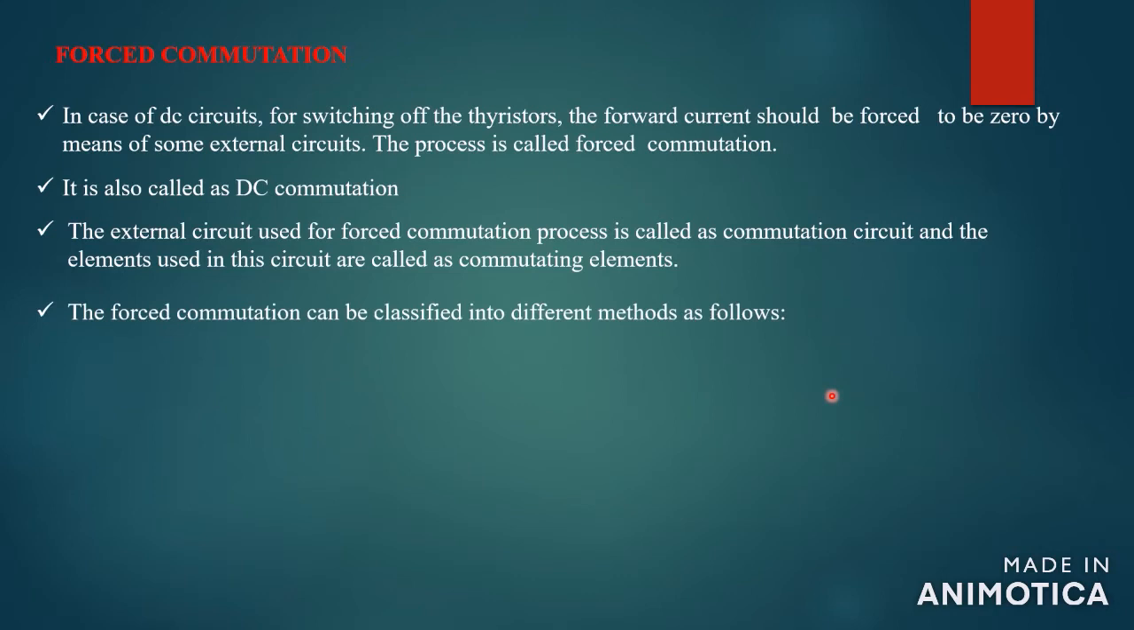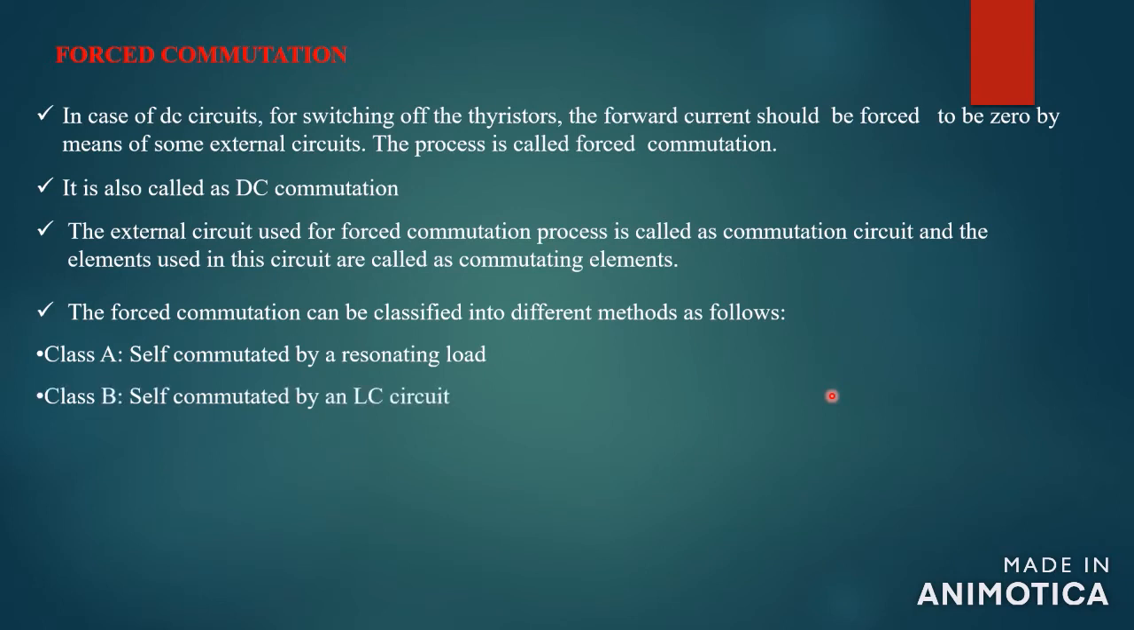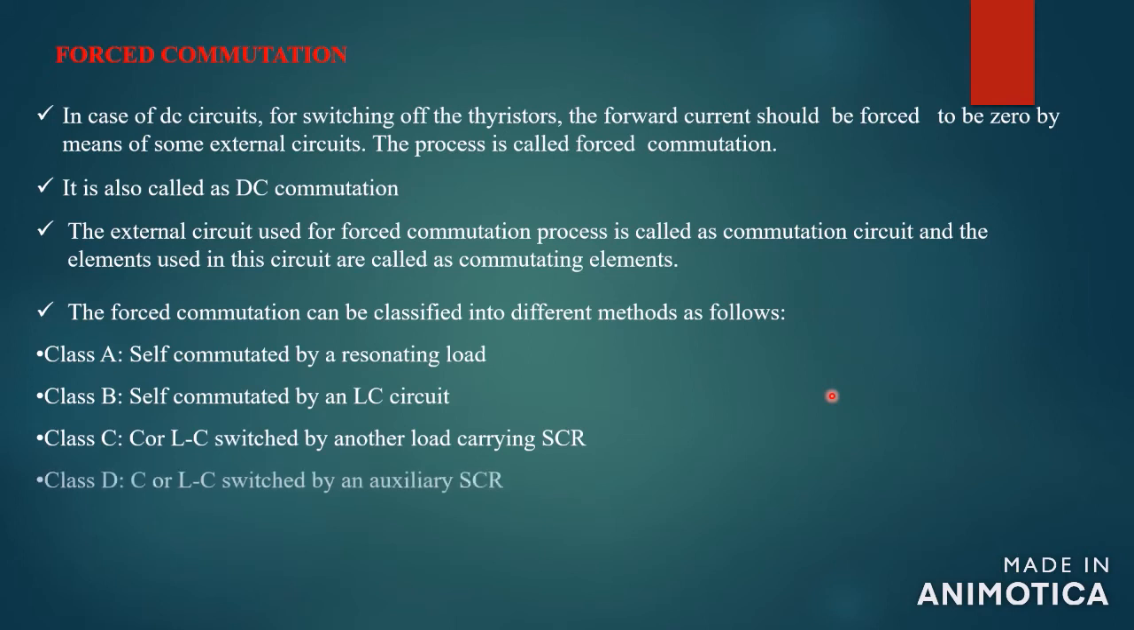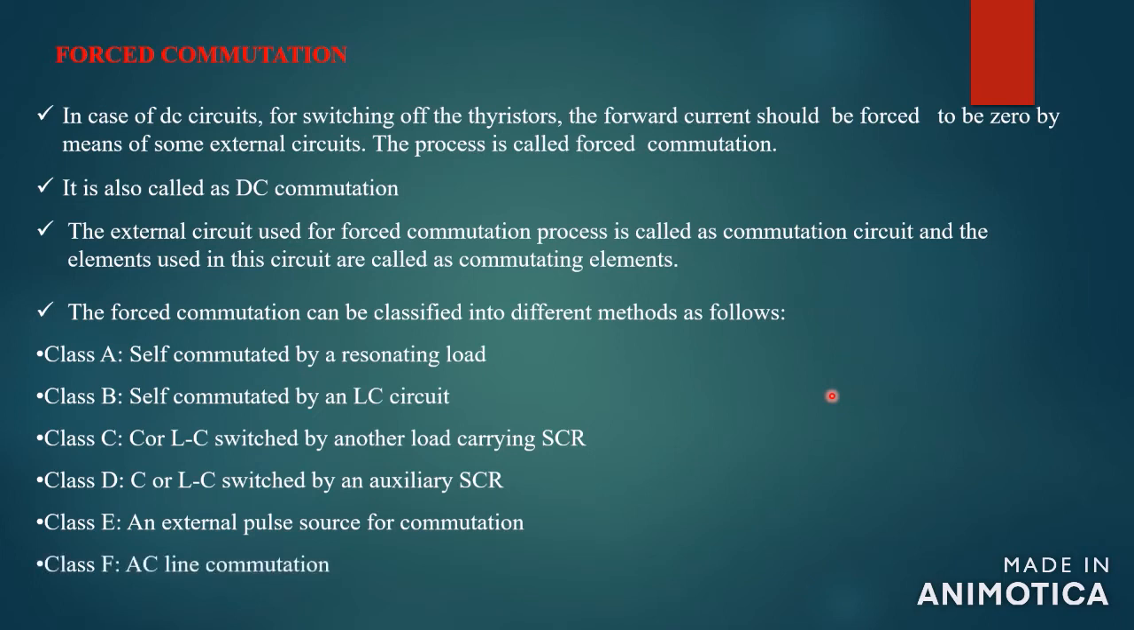The forced commutation can be classified into different methods. First one is class A, also called self-commutated by a resonating load. Next, class B, self-commutated by an LC circuit. Class C, C or LC switched by another load carrying SCR. Class D, C or LC switched by an auxiliary SCR. Class E, an external pulse source for commutation. And class F, which is AC line commutation. Now we'll discuss the class C type of commutation in this lecture.